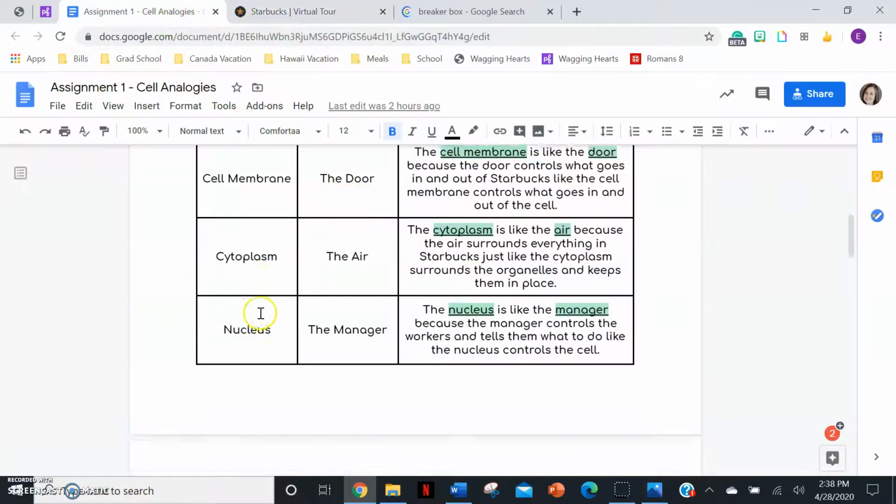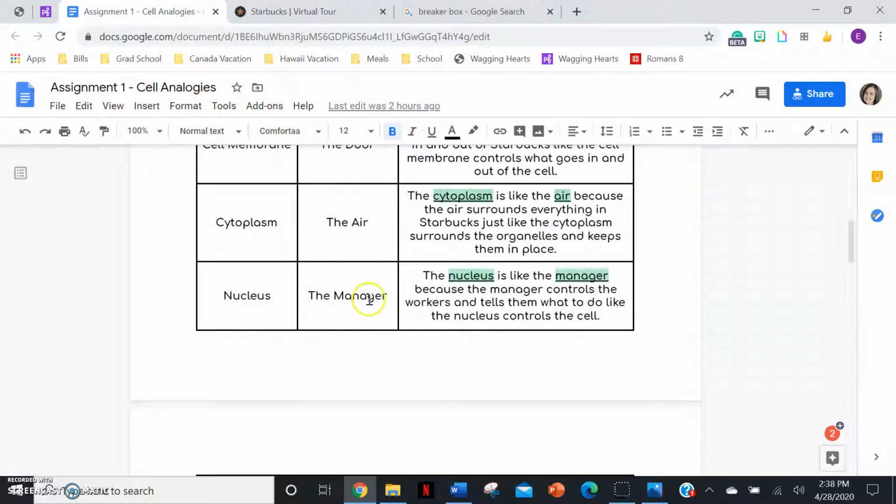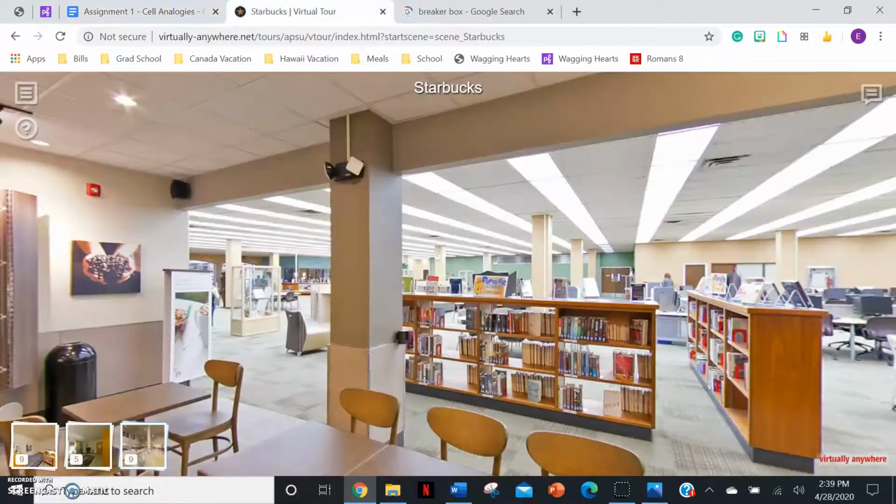Our next analogy compares the nucleus to the manager. Why? The nucleus is like the manager of Starbucks because the manager controls the workers and tells them what to do, like the nucleus controls the cells.